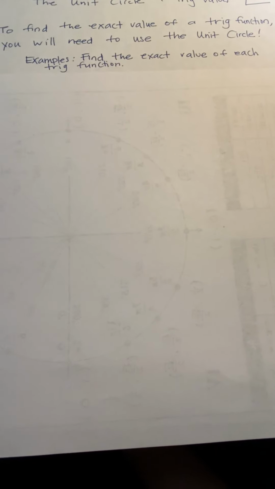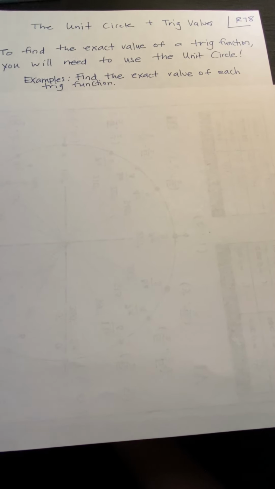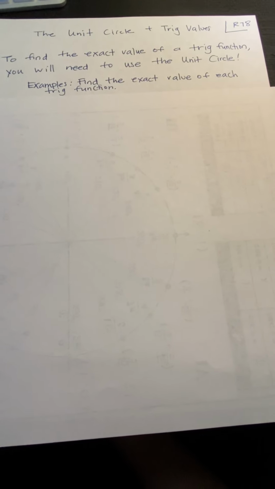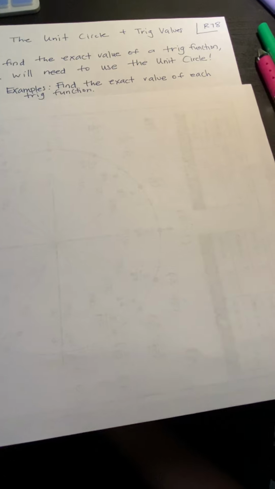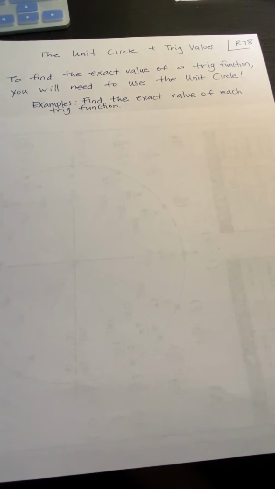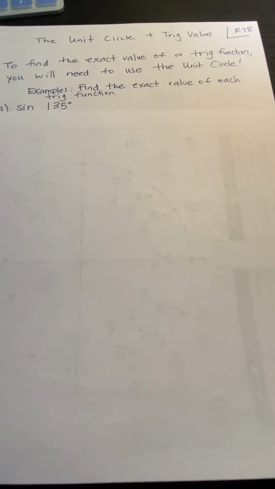I'm going to give you guys 3 examples. The instructions say to find the exact value of each trig function. Now, notice that when they say exact values, they want fractions, right? Because decimals, as you know, are not exact values. Those are rounded values. So for exact values, you want to leave them as fractions.